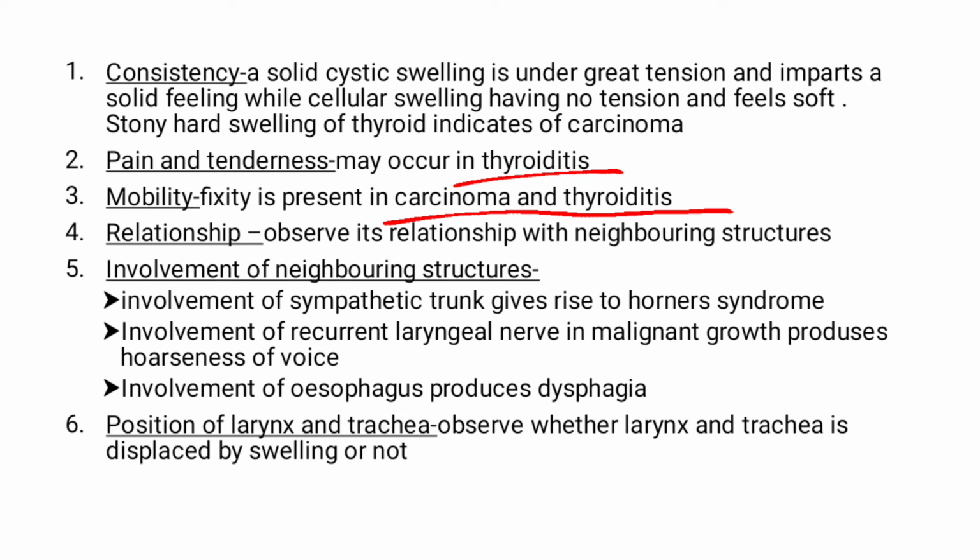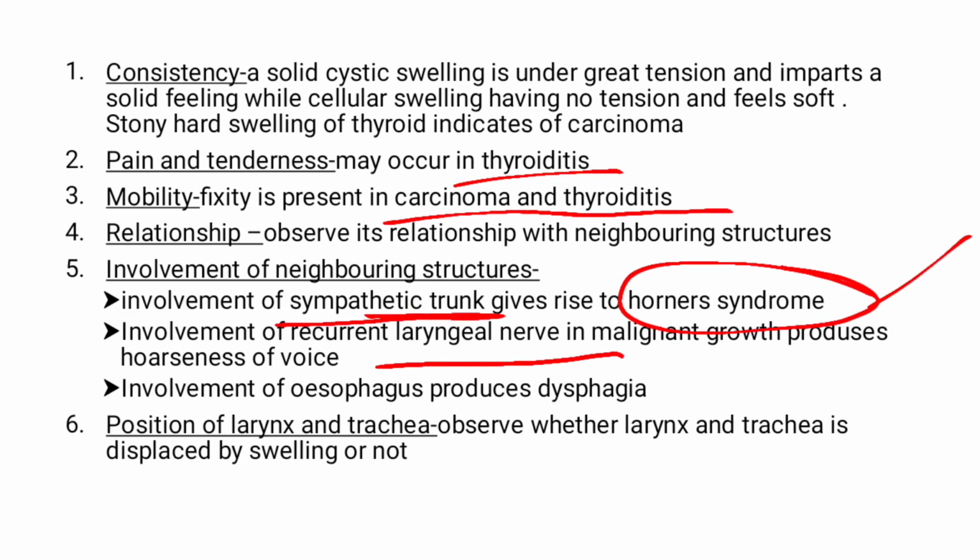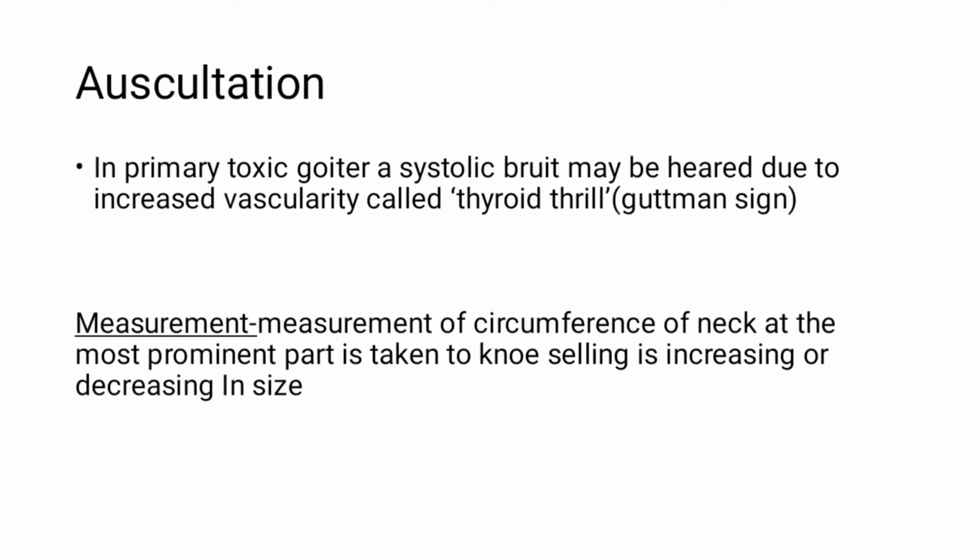Involvement of neighboring structures. If there is involvement of the sympathetic trunk, it gives rise to Horner's syndrome. If there is involvement of the recurrent laryngeal nerve in the swelling, in malignant growth, it produces hoarseness of voice. And if there is involvement of the esophagus, it produces dysphagia. Position of the larynx and trachea. Observe whether larynx and trachea are displaced by swelling or not.